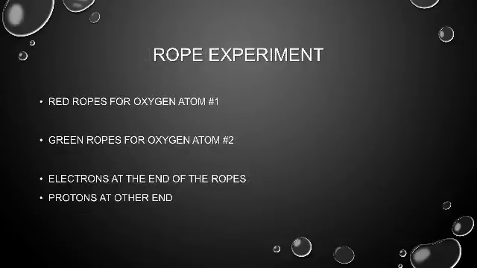All right, so I showed you the rope experiment there. Red ropes for oxygen atom number 1. I showed green ropes for oxygen atom number 2. And the electrons were at the ends of the ropes, and the protons were at the other ends. Just like real atoms.